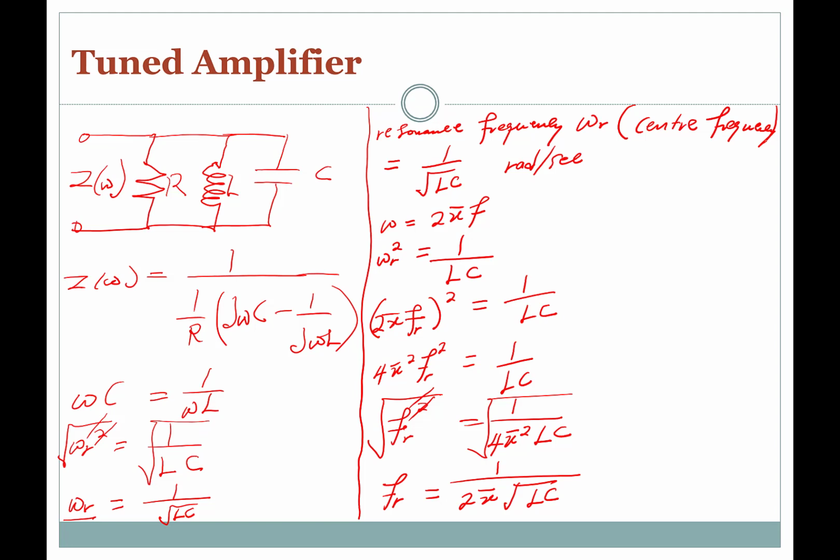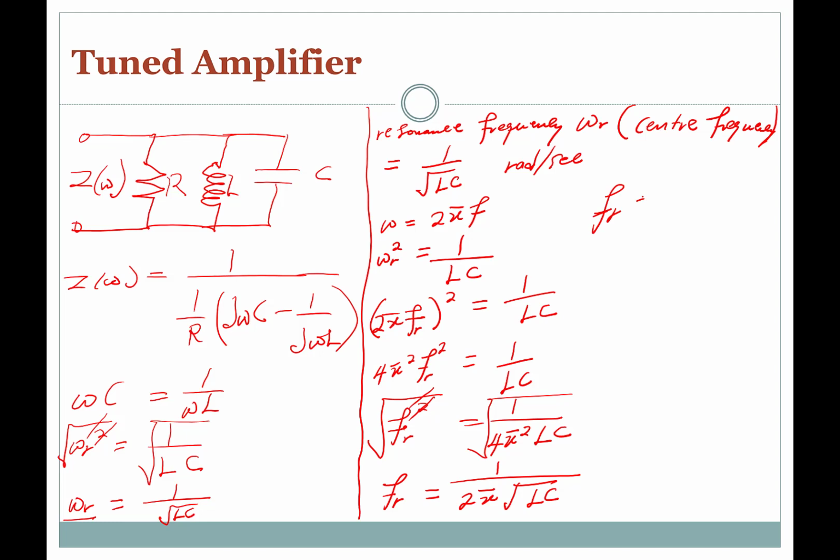So a tuned amplifier is designed to amplify only signals with frequencies that are close to the resonance frequency. For a tuned amplifier to have a good amplification, its design should amplify only signals that are close to the resonance frequency FR.